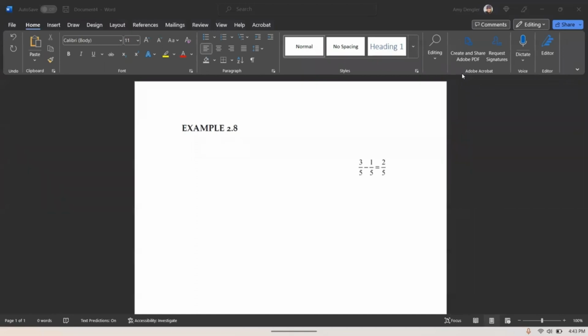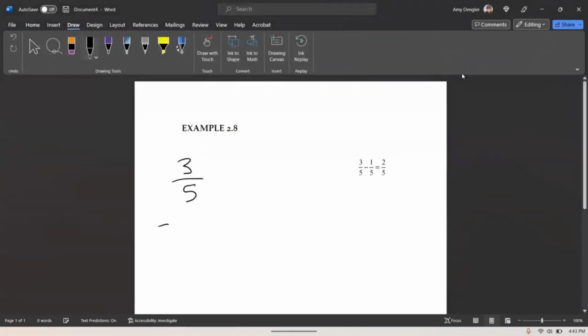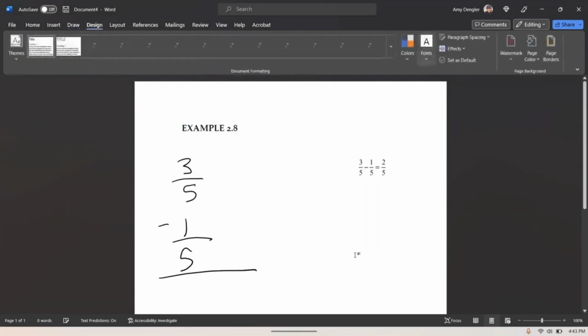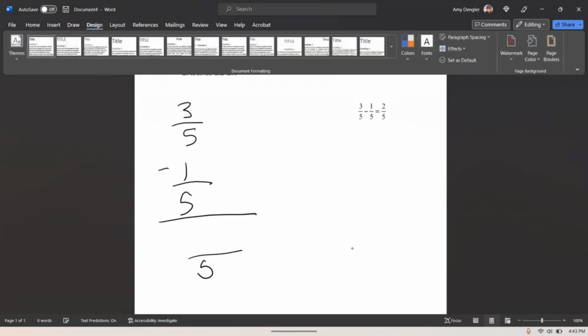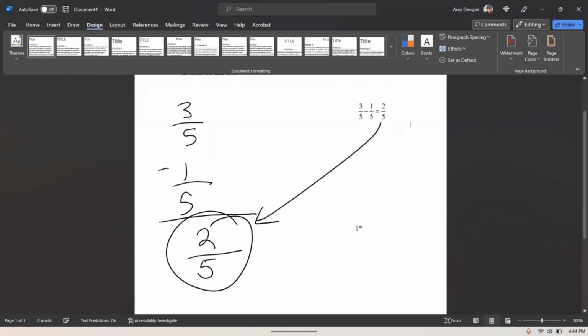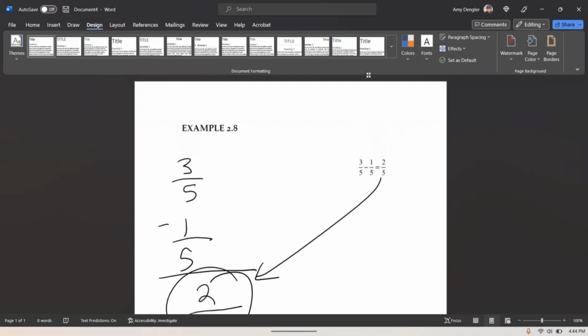Example 2.8 is the same as the previous example. We have a subtraction problem, but they're the same denominator. So we can just rewrite them like this. And we know the 5 is going to stay the same. 3 minus 1 is 2. And that's obviously what they have as their answer. So 2/5.